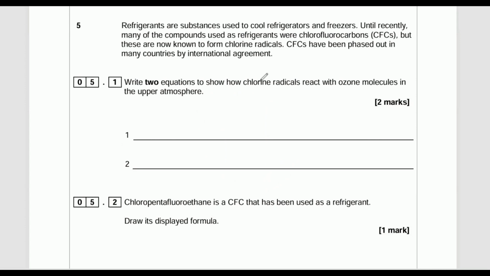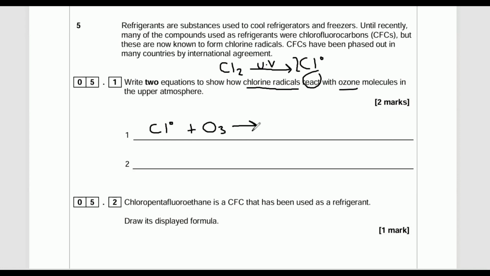So first of all, we're told here how chlorine radicals react with ozone molecules in the upper atmosphere. So we want to start from the point where we have chlorine radicals. How do we get chlorine radicals? This is not your answer, but chlorine radicals are formed when ultraviolet light breaks that chlorine bond in a diatomic chlorine molecule, and you end up with two chlorine-free radicals. So we're being told, how does chlorine-free radical react with ozone? So we want to go chlorine-free radical plus ozone.